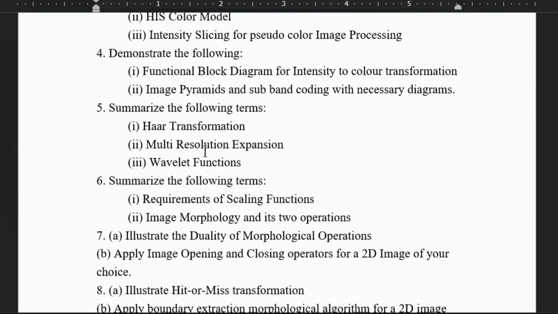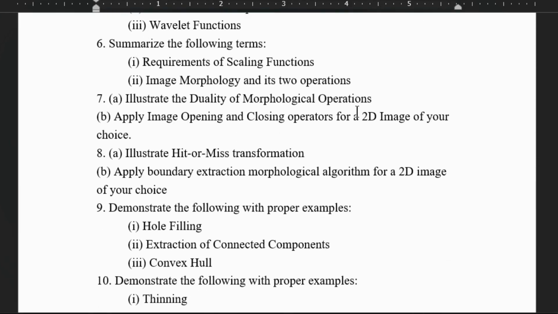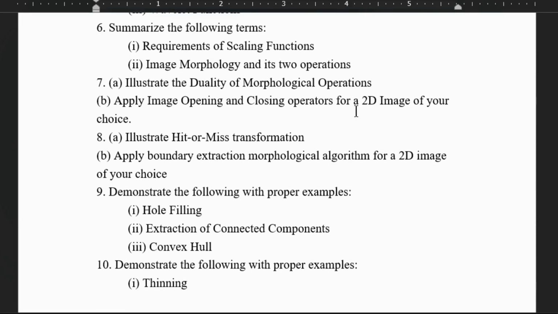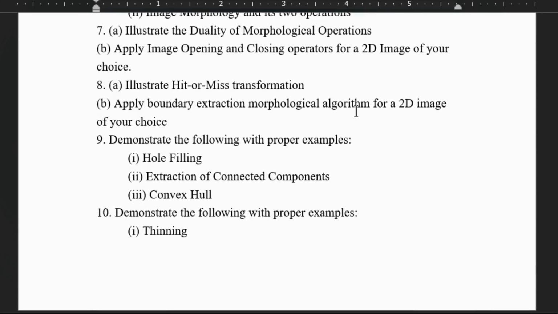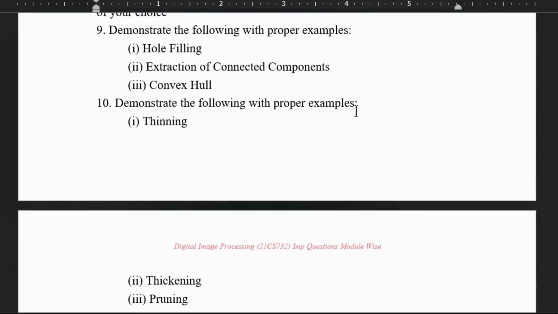Different types of transforms: Haar transform, multi-resolution, wavelet transform, again all equations and characteristics are there. You have to mention all those things. Next, duality of operators, again opening and closing of an image you have to mention. Then boundary extraction, again an algorithm is there, you have to write some 3 steps. Then convex filling, extraction of connected components, convex hull, again definitions with equations you have to write.